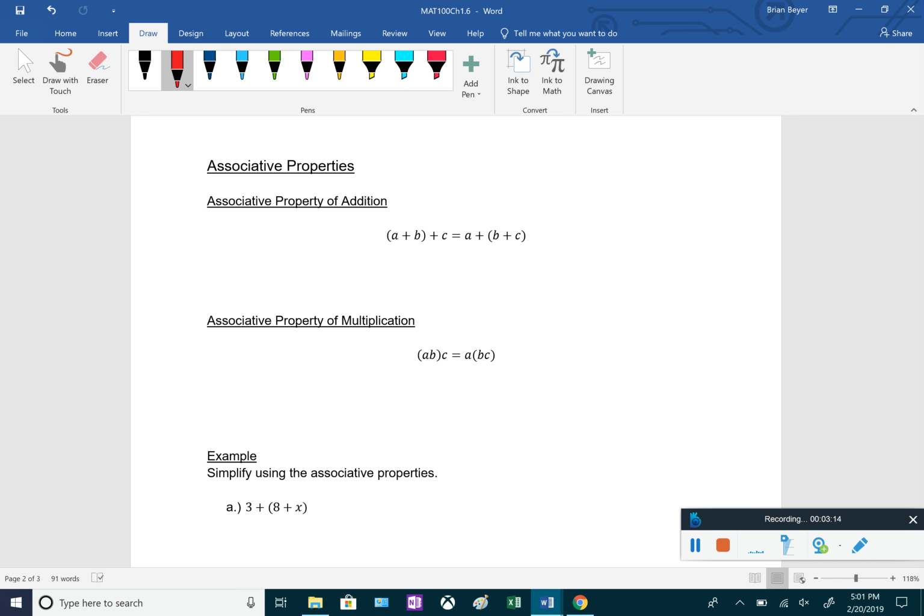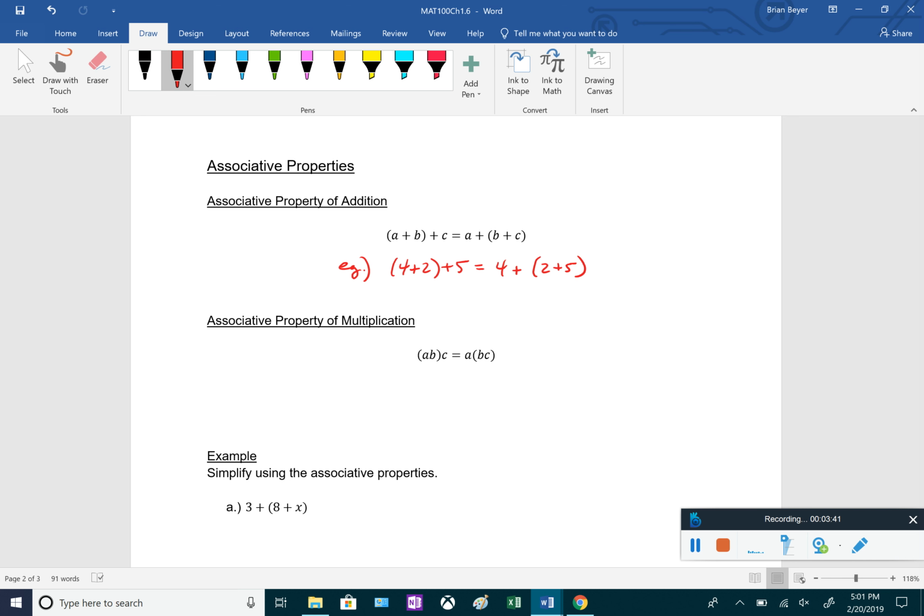If we're adding a plus b, and then we add c afterwards, that's the same thing as if we add b plus c, and then add a. So, for example, 4 plus 2 plus 5 is equivalent to 2 plus 5 and then adding the 4 afterwards.